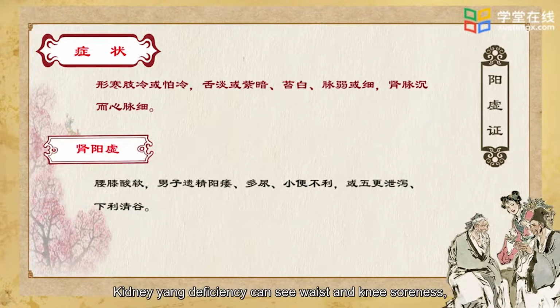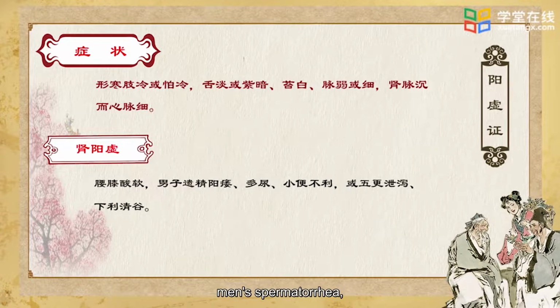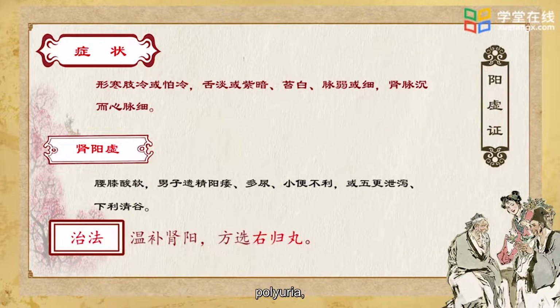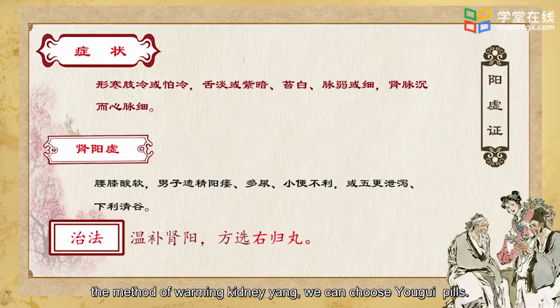Kidney yang deficiency can show waist and knee soreness, men's spermatorrhea, impotence, polyuria, difficult urination, early morning diarrhea. The method is warming kidney yang. We can choose 右归 pill.